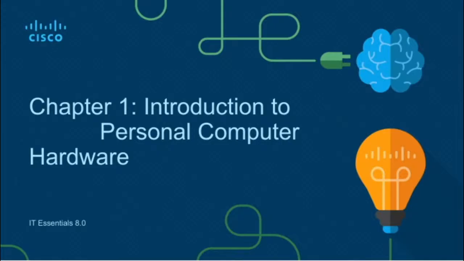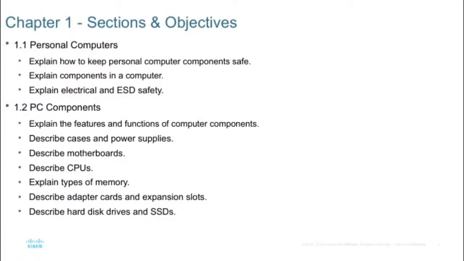Let's get started. In this chapter, we're diving into personal computers, what they're made of, and how to keep those parts safe. We'll cover the basics of electrical and electrostatic safety, so you know how to handle components without damage. Then, we'll explore each key part inside a PC, from cases and power supplies to motherboards and CPUs. We'll also look at different types of memory, adapter cards, and storage devices like hard drives and SSDs. This sets the foundation for understanding how computers work.